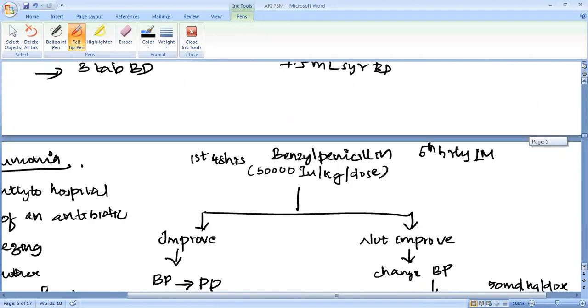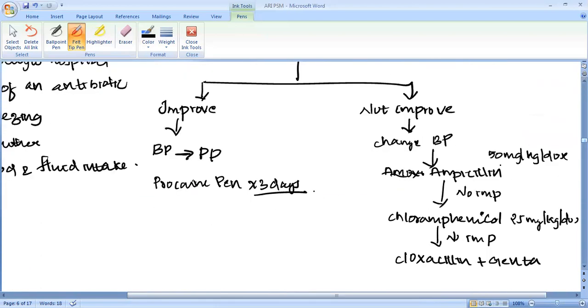Benzyl penicillin should be changed to ampicillin. If it is not improving, again we have to change to chloramphenicol. Again, if it is not improving, then we have to change to cloxacillin plus gentamicin.